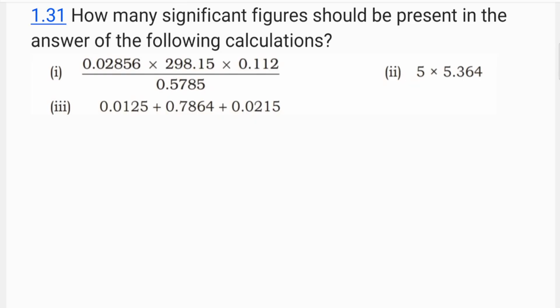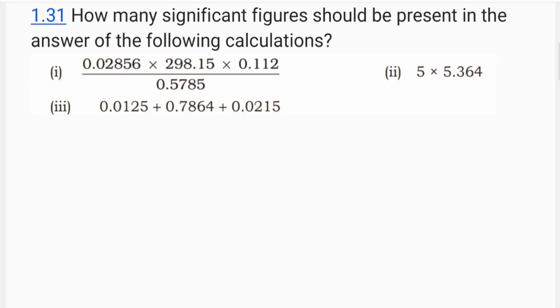So last time we finished our video with question number 30, and we are doing class 11th chapter 1 exercises. Today we are going to do the 31st question. So let's start. How many significant figures should be present in the answer of the following calculations? So what we have to do is calculate it.